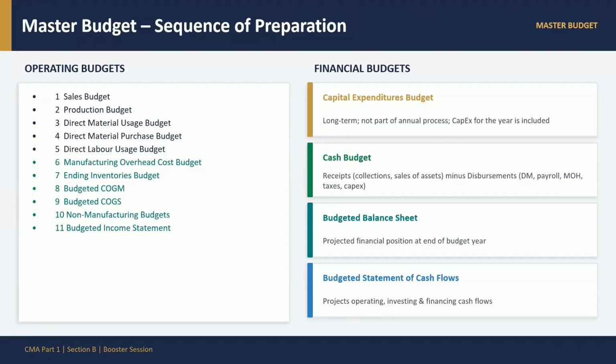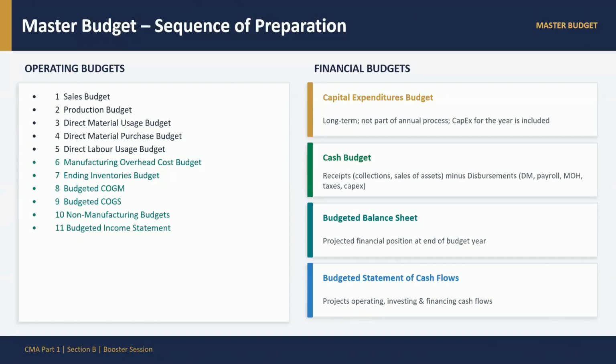Then comes our financial budgets. The CapEx budget is not properly a financial budget, but a part of it is involved in financial budgets. Then comes the cash budget, the last budget that we are going to prepare, then the budgeted balance sheet and then the budgeted statement of cash flows. You just need to know the order of this. I'll tell you which budgets you will be asked to prepare. Sales budget, production, the budgets I'm reading out now, you should focus on preparation.